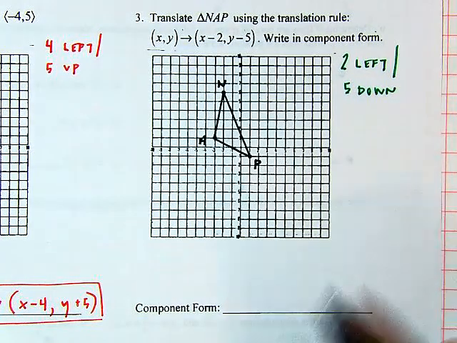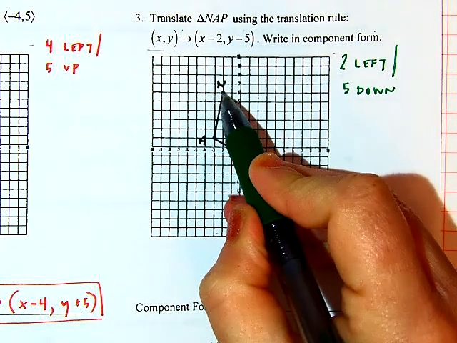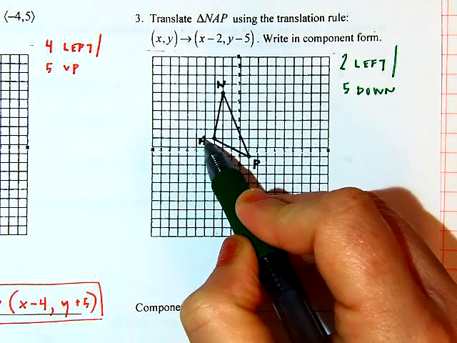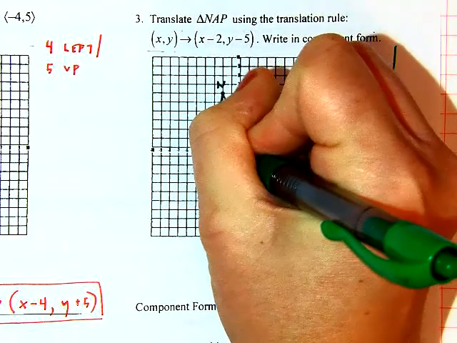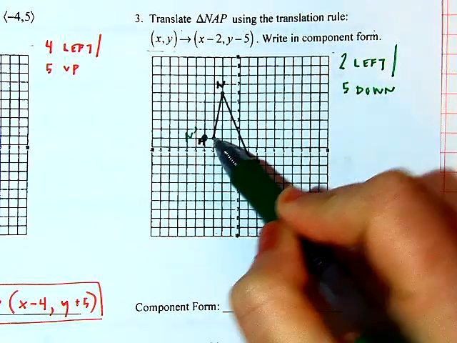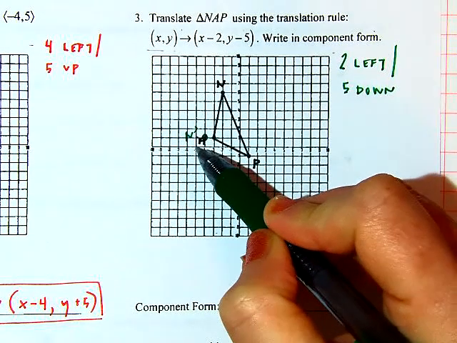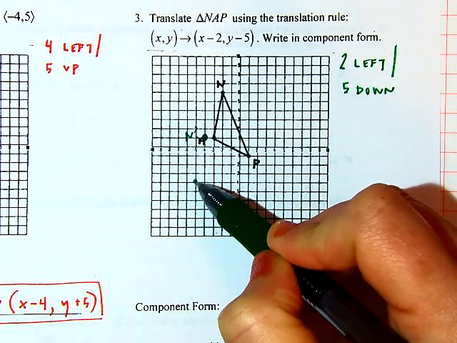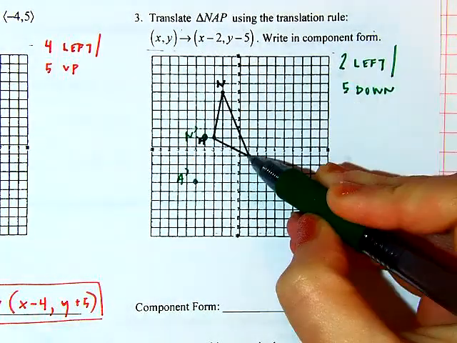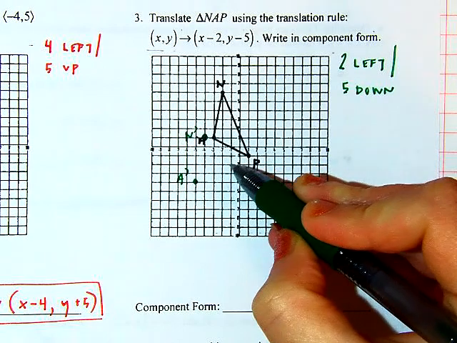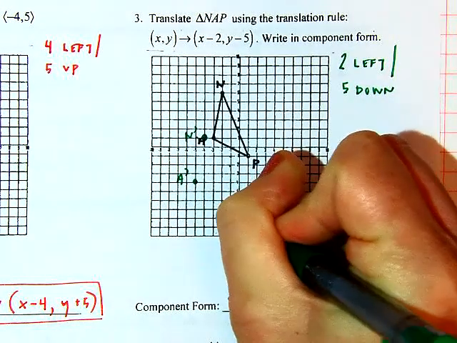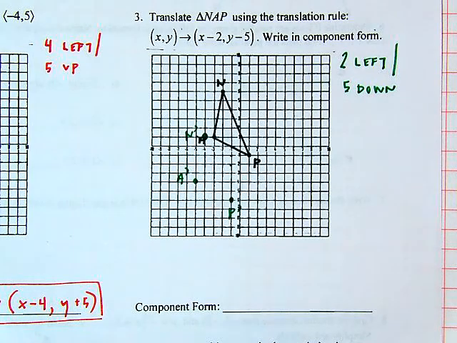All right, so let's say I start with N, 2 left, and 5 down. 1, 2, 3, 4, and 5. So it puts me right here where that A is. I'm going to write N prime. Okay, A, 2 left, 5 down. So here's my A prime. And for P, 2 left, and 5 down. So here's my new P prime. And then I'm just going to connect my dots.